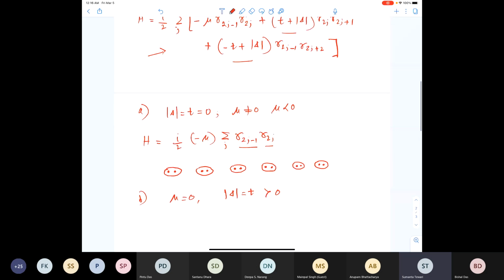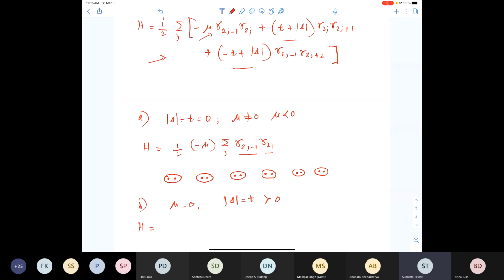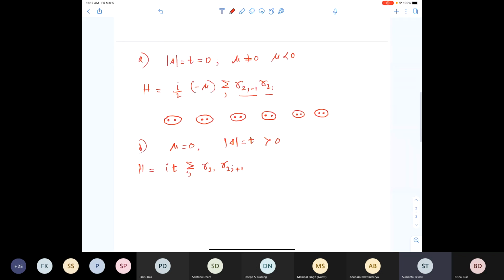So in this case, this term is 0, and this term is also 0 because t equals mod delta. So I'm just left with this term. That term gives me a Hamiltonian which is simply i t. So t plus mod delta will give me 2t, and we cancel this factor of 2 here. So it's i t, sum over j, gamma 2j and gamma 2j plus 1. That's what happens to the Hamiltonian.